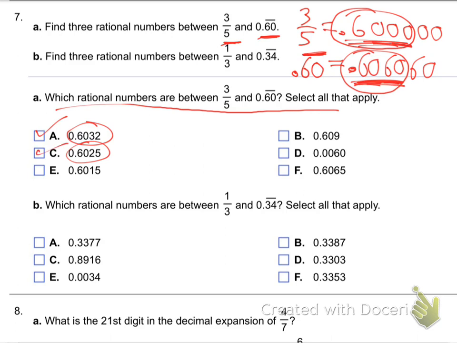So, yeah, it is, right? How about E here? 6015? Is that between them, I mean? Not right in the middle, but between them? It is, huh? What about 609?